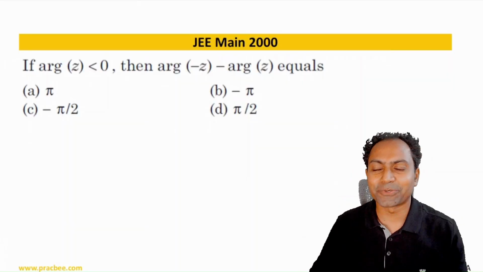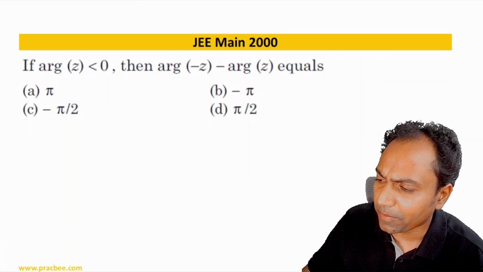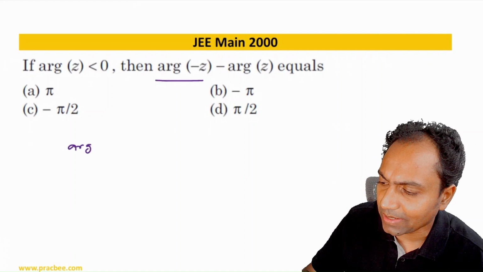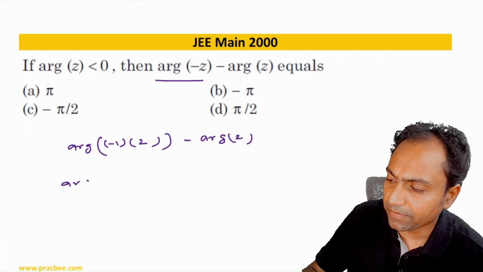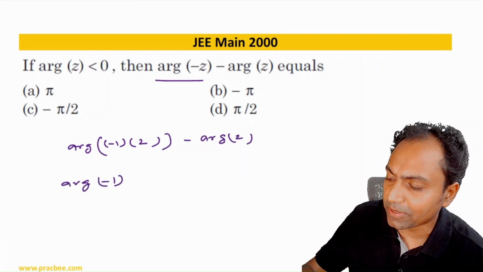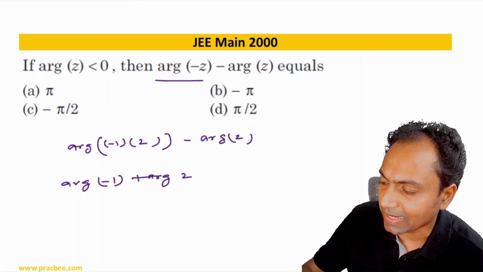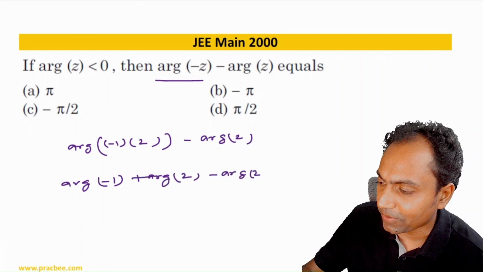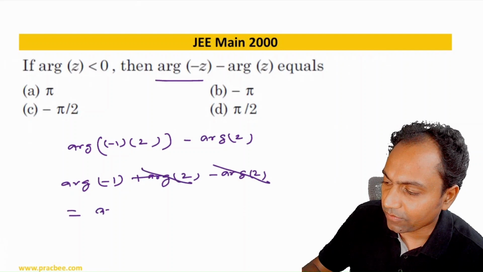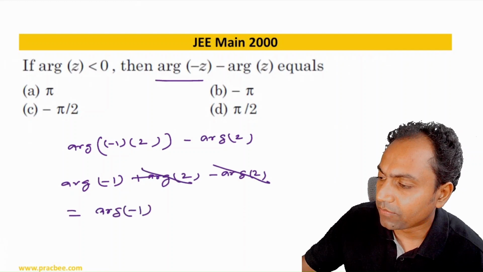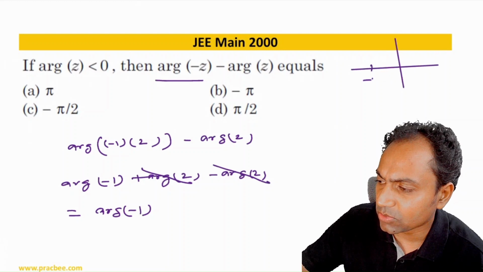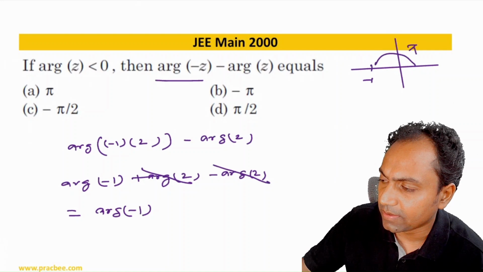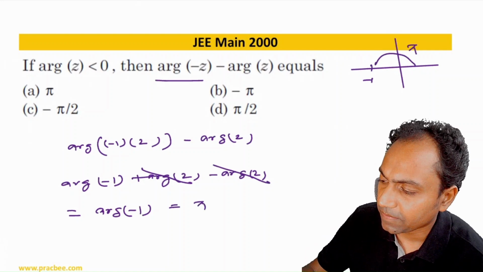So let us jump into the first question. You can very easily solve this question by the properties of log. So this part you can easily write as argument of minus 1 into z minus argument of z. And now very easily you can apply the property, and the argument of a multiplication of two complex numbers can be written as an addition, exactly like we apply the property of log. This will get cancelled out, and what we are getting is argument of minus 1. If you draw a very small diagram, you can observe that minus 1 lies here. So this angle is nothing but pi. So your answer becomes pi.